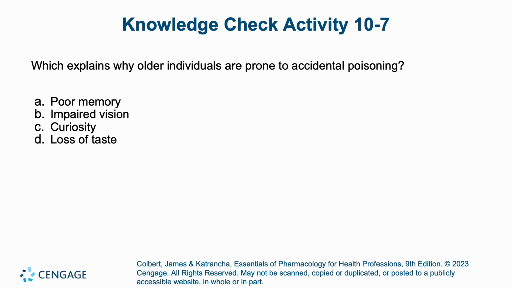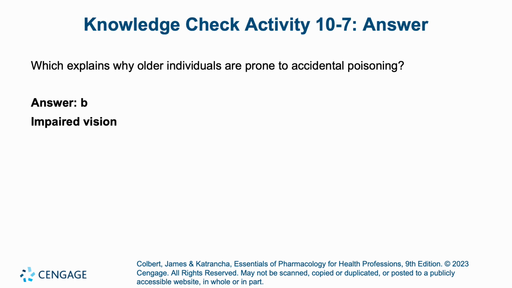Knowledge check. Which explains why older individuals are prone to accidental poisoning? A, poor memory. B, impaired vision. C, curiosity. D, loss of taste. And the answer is B, impaired vision.